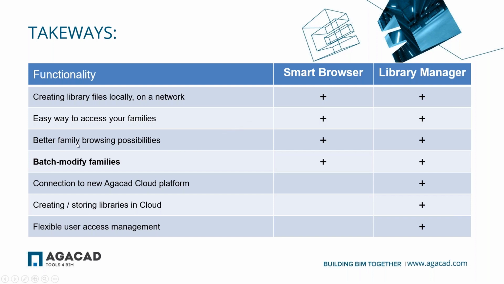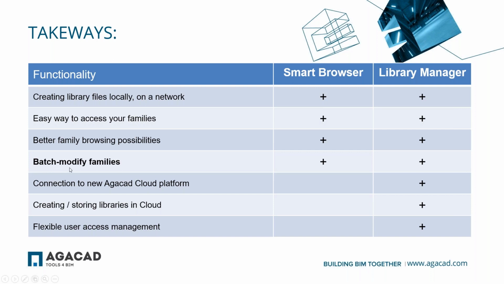And that's what I mentioned, better family browsing possibilities. You can reach your families way faster through the Smart Browser rather than going through the folders, searching for the specific correct folder where the family is located. You can do all of that very fast with filtering of the families.